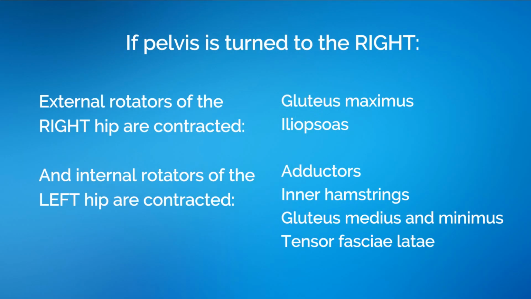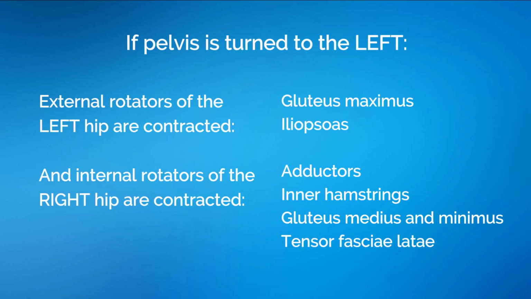Now let's talk about the hip rotators. Some rotation of the hip joints is always present in pelvic rotation. If your pelvis is turned to the right, the external rotators of the right hip are contracted, while the internal rotators of the left hip are contracted. If your pelvis is turned to the left, the external rotators of the left hip are contracted, while the internal rotators of the right hip are contracted.